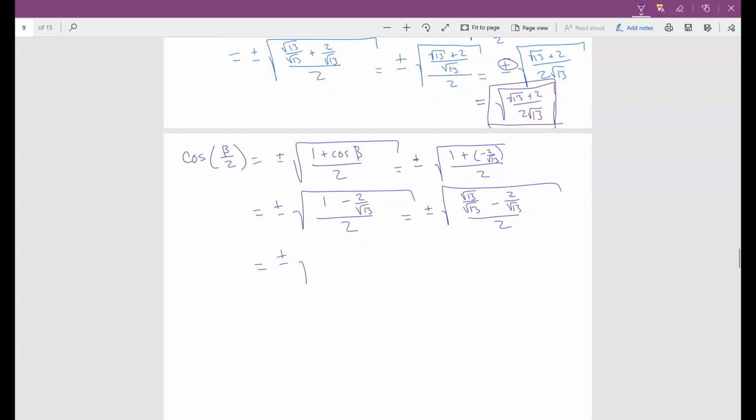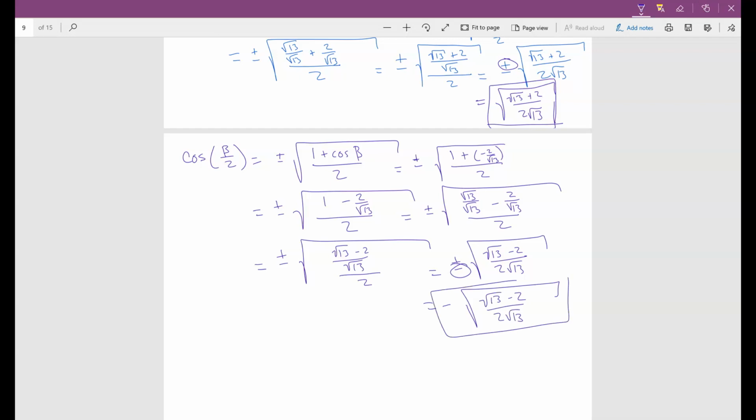So now what you're going to do is you're going to take square root of 13 minus 2 over square root of 13, divided by 2. Get plus or minus square root of 13 minus 2 divided by 2 square root of 13. Now since cosine is in quadrant 2, it's going to be negative. So the answer is going to be negative square root of 13 minus 2 over 2 square root of 13. Okay, and that will be my final answer.